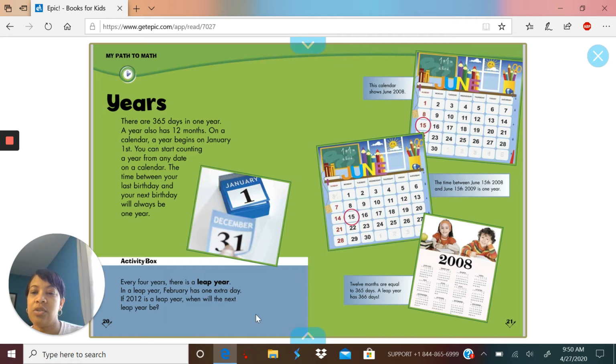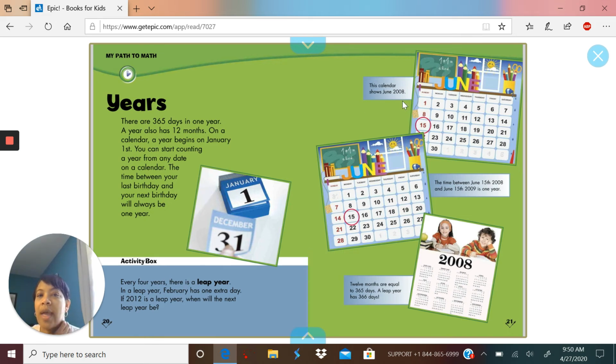Every 4 years, there is a leap year. In a leap year, February has 1 extra day. So they're saying if it was 2012, that would be a leap year. When will the next leap year be? If leap years happen every 4 years, boys and girls, and it's 2012, even though we know it's not, when would be the next one? If you said 2016, that's right.